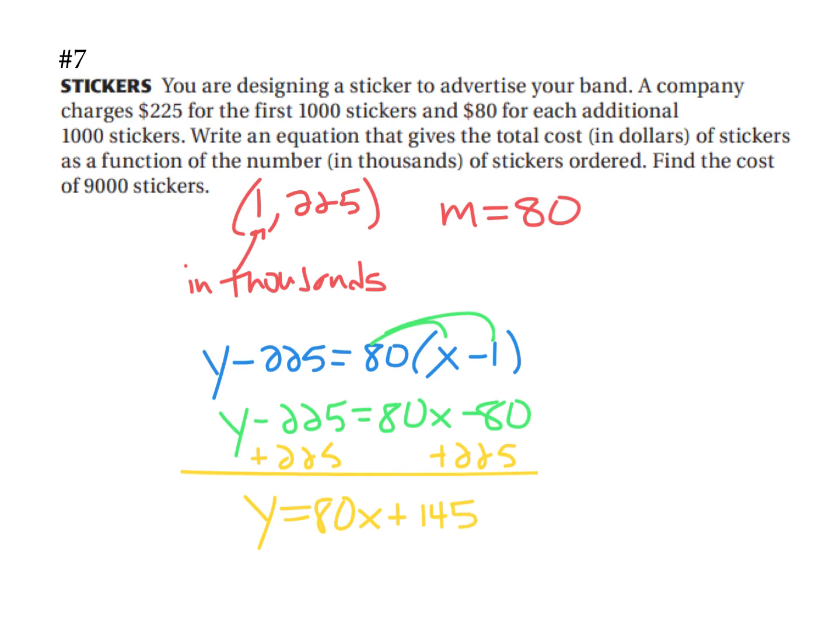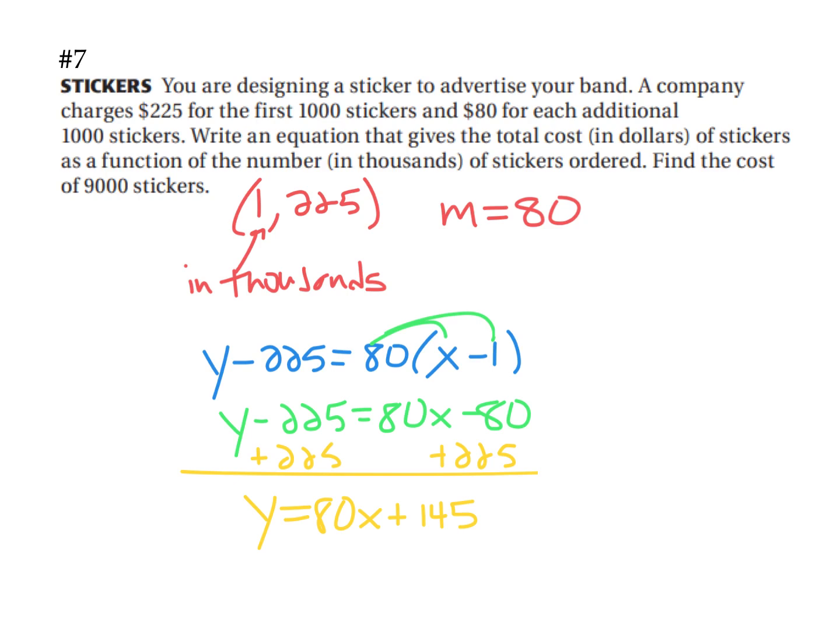Okay, so I'm getting charged $80 for every 1,000 stickers. Remember the x is in thousands, so $80 for every 1,000 stickers plus 145. That's that initial cost, right? So there's some cost to get things set up at the beginning. That's our initial starting amount, and then our rate of change. So same thing we had before, and we could get there by starting with point slope form because we know a point and we know the slope, the rate of change.